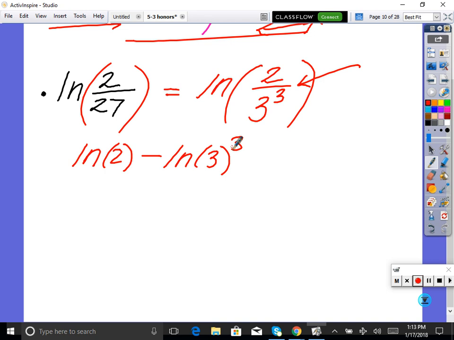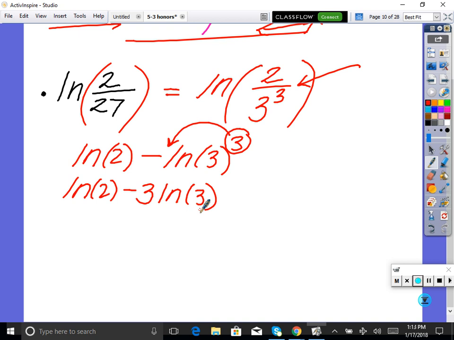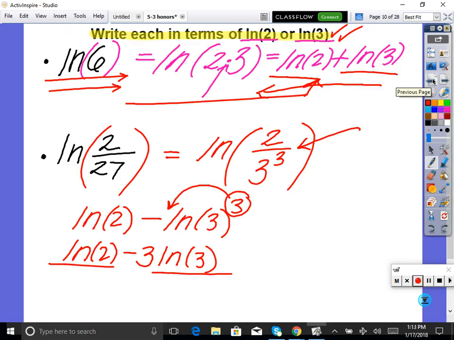Now, as it's written right now, we're really looking at ln of 27, aren't we? So we've got to pull that exponent out. That's a property of exponents. It's its own property, in front, multiplied. So ln of 2 minus 3 ln of 3. This would be in terms of ln of 2 and ln of 3. We're done. Okay, cool. Do we have any questions on that?